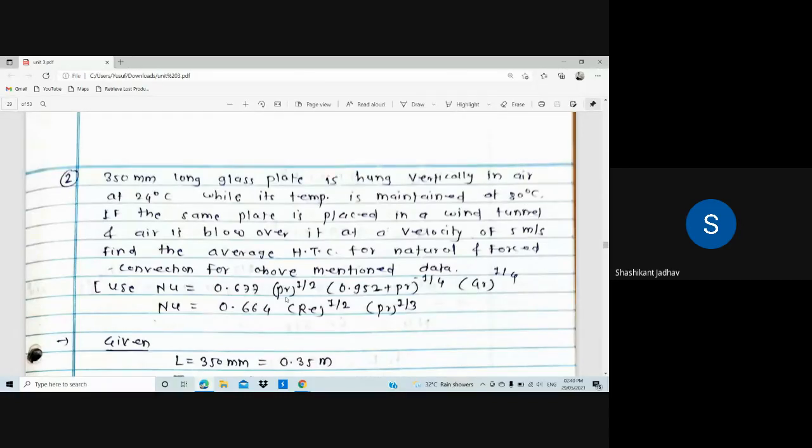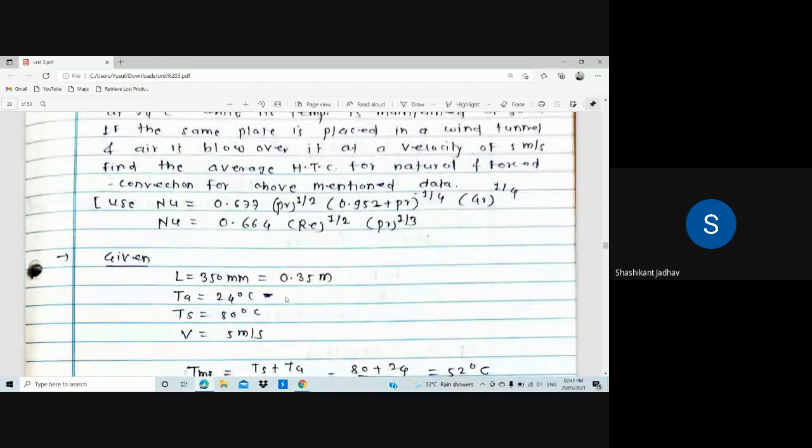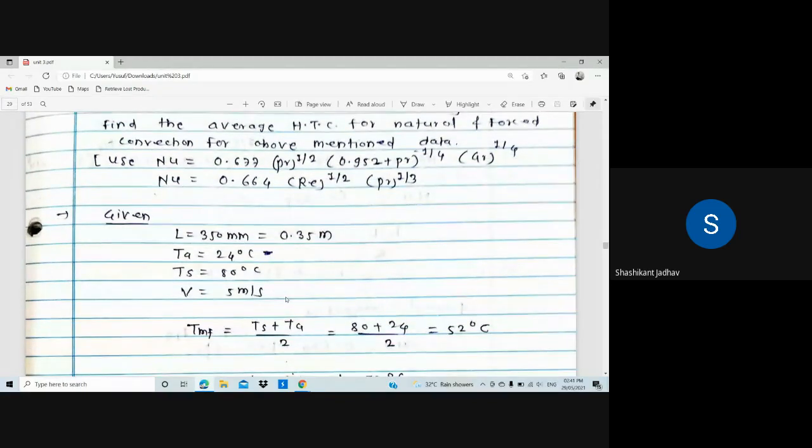Find the average heat transfer coefficient for natural and forced convection for the above mentioned data. Full stop. Next line. Use the correlation as follows.